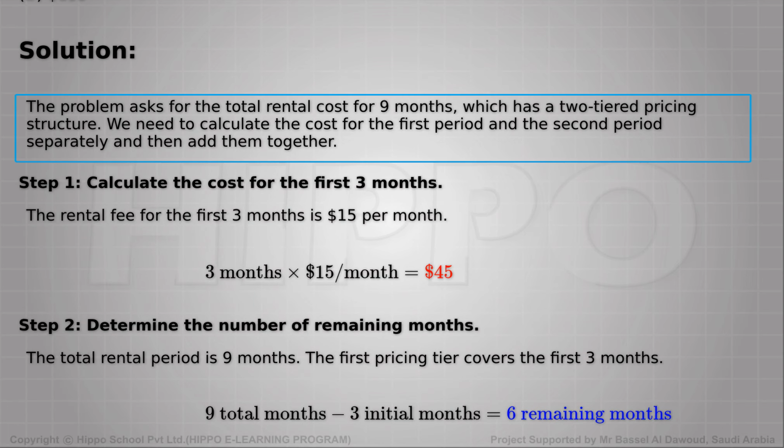As the explanation on the screen says, the key here is to recognize the two-tiered or two-part pricing structure. We can't simply multiply 9 months by a single price. We have to handle the first 3 months at one rate and the remaining months at a different rate. Our strategy will be to calculate the cost for each period and then, at the very end, add them together to get the total cost.